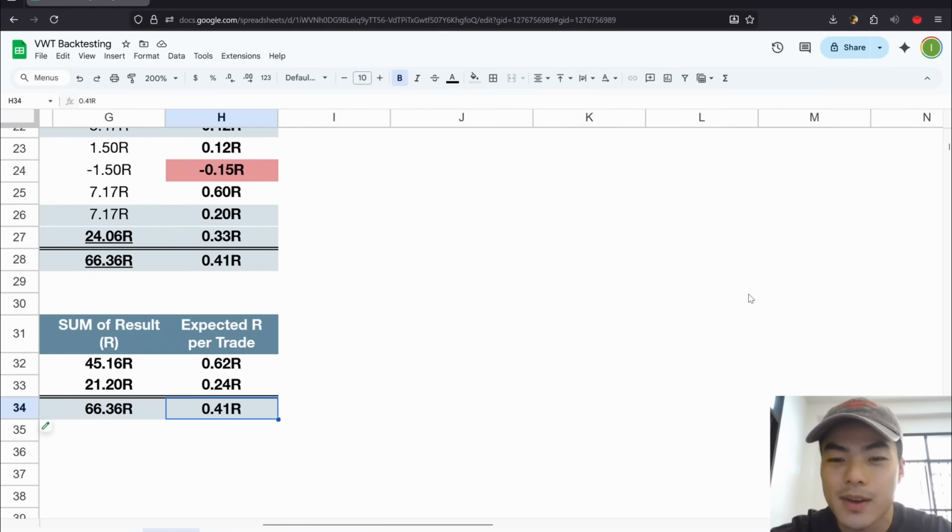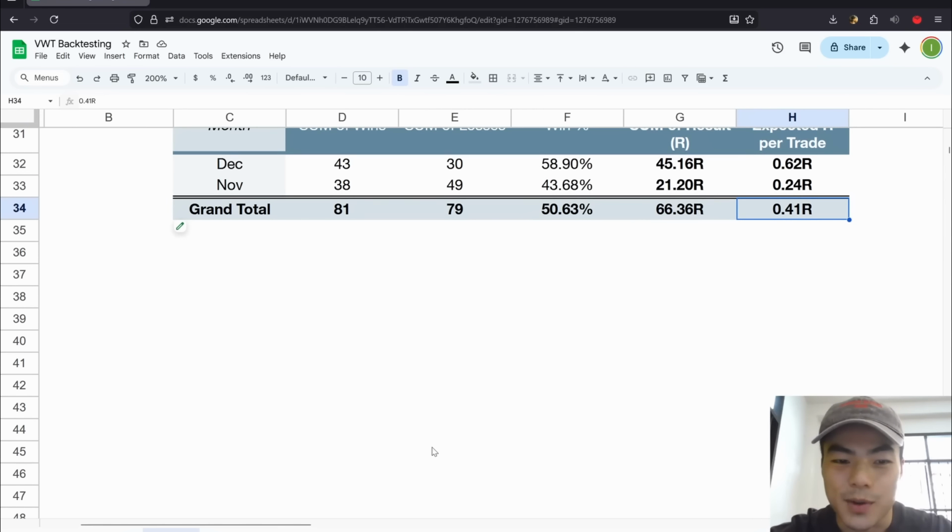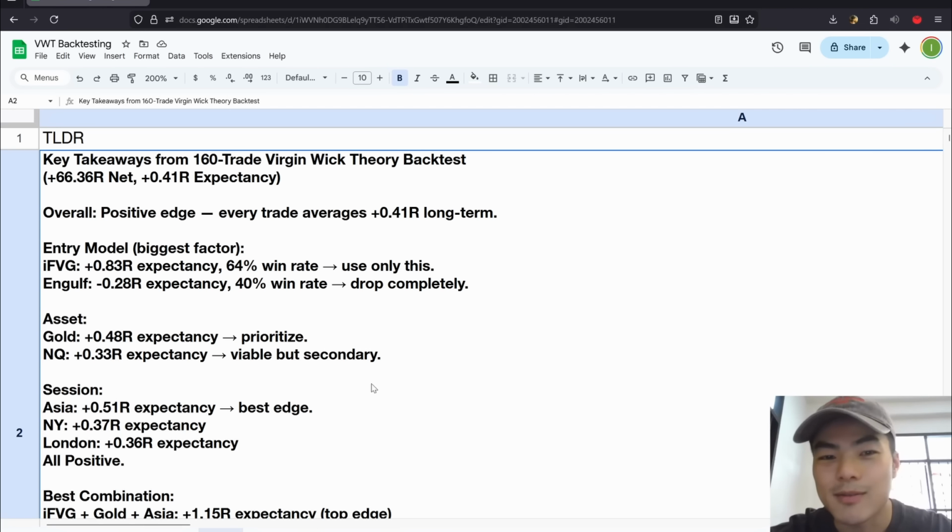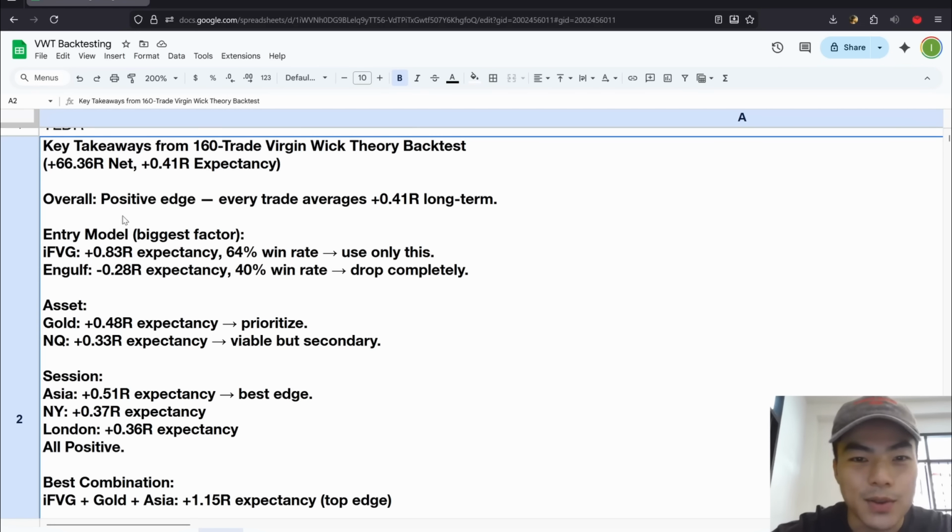So I'll just do a super quick summary of the results in case you don't care about the numbers, you just want the key takeaways. Overall, clearly a positive edge. Every trade returns on average 0.41R in the long term. So the model is definitely profitable, but we can make it better.